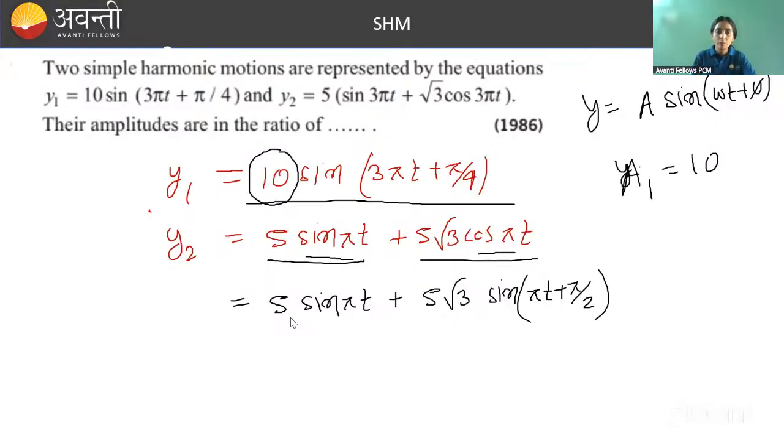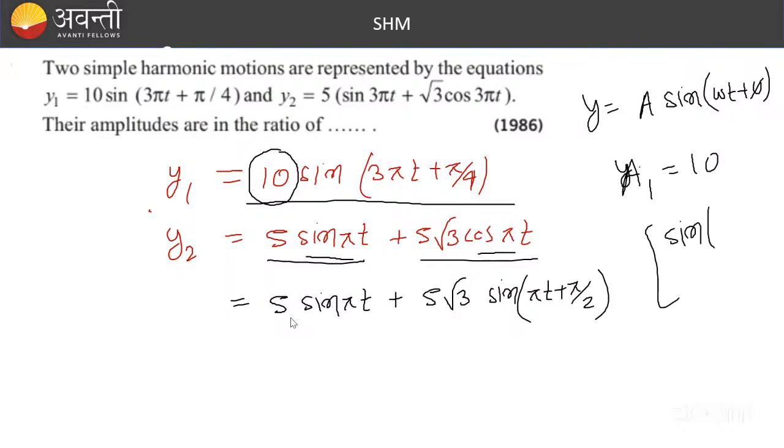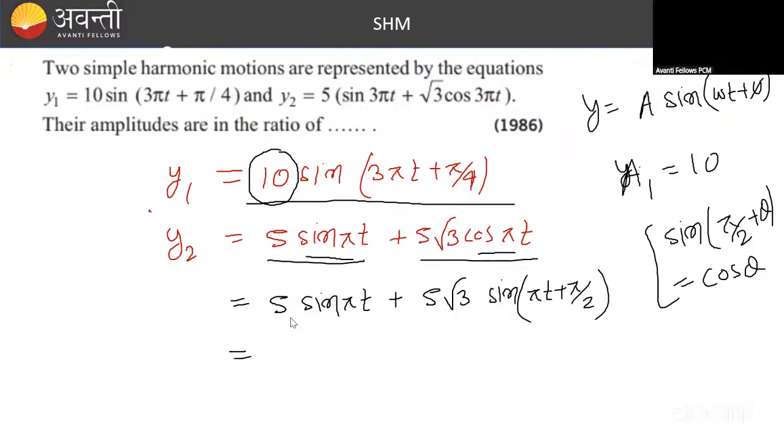Maybe there is confusion with the negative sign here. I mean, sin(π/2 + θ) is how much? It is cos θ, right? Yes. Anyone? What do you write for sin(π/2 + θ)? cos θ. Yes, done, so I have written it correctly.